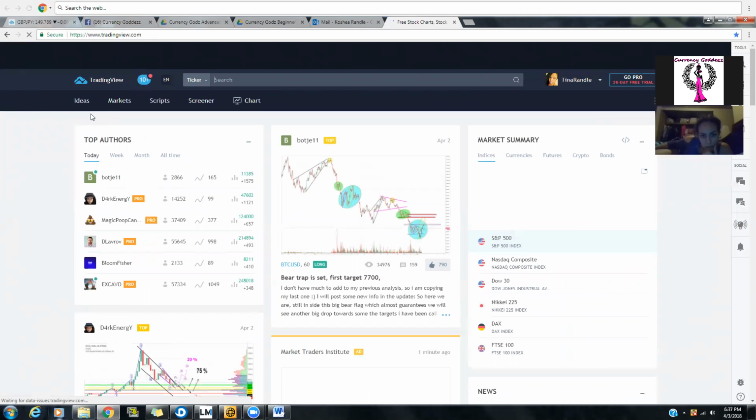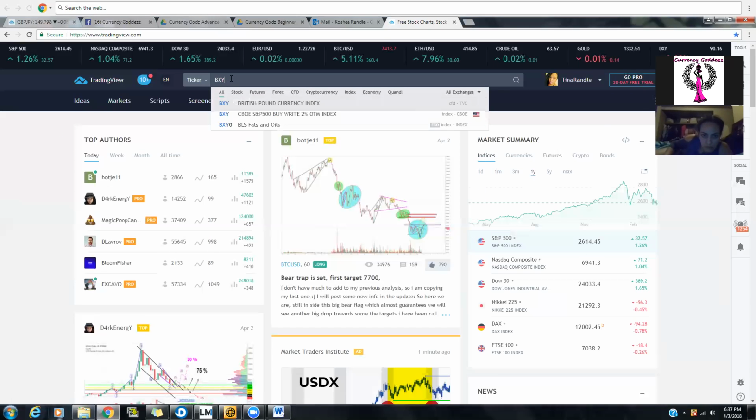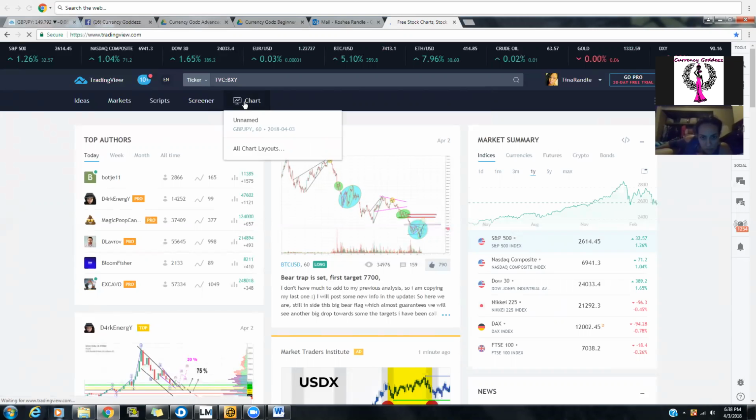So when you are looking for your indexes, in your beginners folder, there should be the indexes listed. So like British pound is BXY. So you're gonna type in the search right here, BXY. Then you're gonna click on your British index. It's in the name, so kind of.